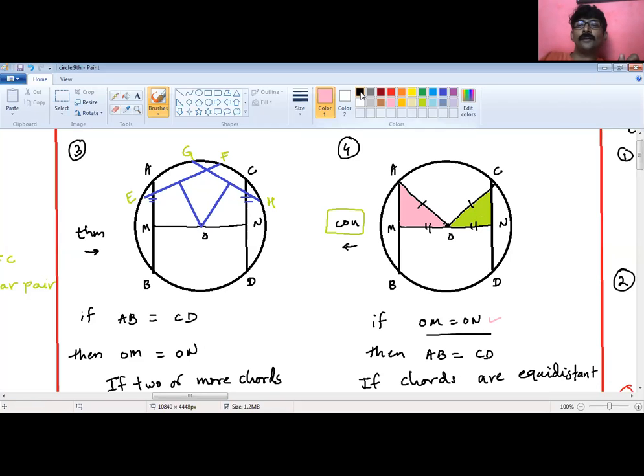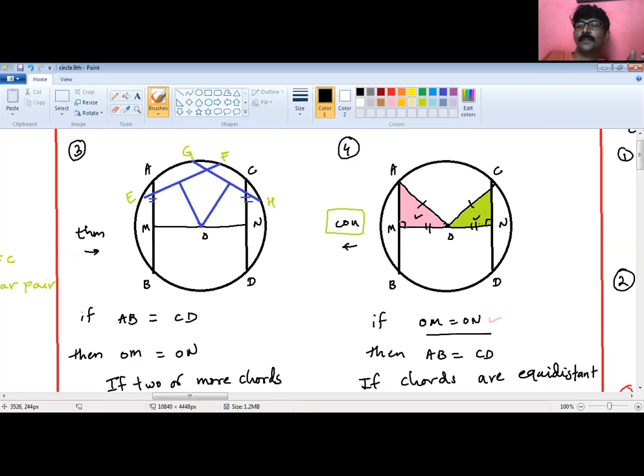Oh, let me change the color. This is the perpendicular distance, isn't it? Because they are distances from the center, it has to be perpendicular. So these two triangles become congruent by which test? They become congruent by the right angle, hypotenuse, and side test. So these two triangles are congruent. Are you all getting it? These two triangles become congruent.